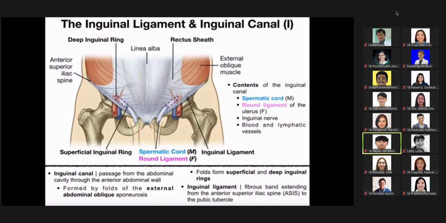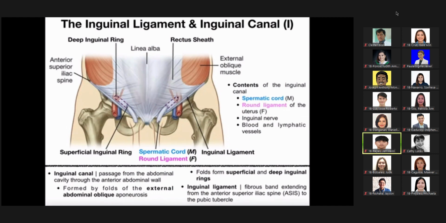So this structure right here, this rope-like band of fibrous tissue, this is the inguinal ligament. Up here it actually connects to the anterior superior iliac spine, or ASIS, and then down here it will actually connect to the pubic tubercle. Okay, and of course this would be the left inguinal ligament and the right inguinal ligament. Okay. And right near the inguinal ligament, we're going to have this inguinal canal.